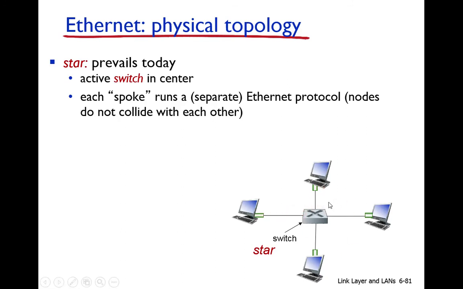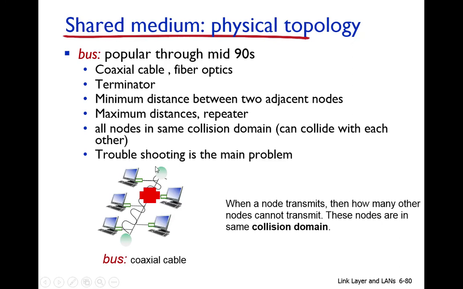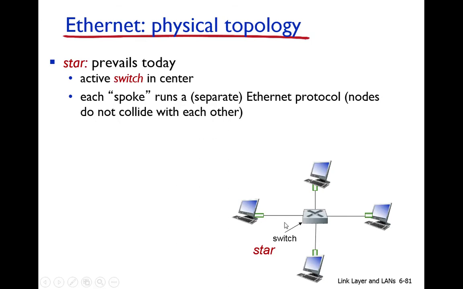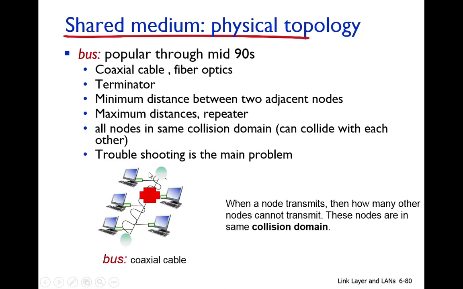So the star topology basically eases troubleshooting. How? Because if there is a cut, then no node can talk to each other in the bus topology. But in the star topology, if there is a cut on this link, then the other nodes can talk to each other. So it makes the troubleshooting easy. This is the first advantage of the star topology. And second is that in the bus topology, the limitation was that all the nodes were in the same collision domain.